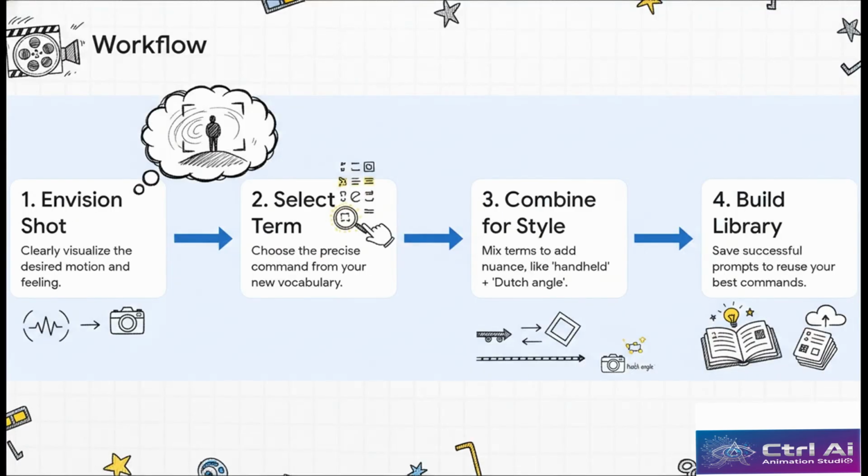It's pretty simple. First, always start by envisioning the feeling you want the shot to have, not just the image itself. Second, go through your new vocabulary and select a precise director's term that creates that feeling. Third, don't be afraid to combine terms, mix and match to create your own unique style and nuance. And finally, and this one is so important, save your successful prompts. Build your own personal library of commands that you know deliver incredible results every single time.